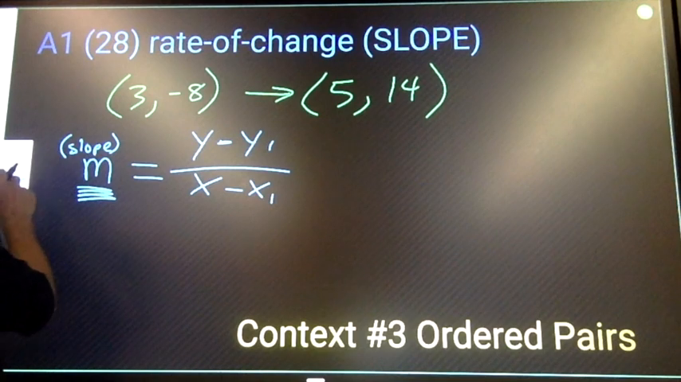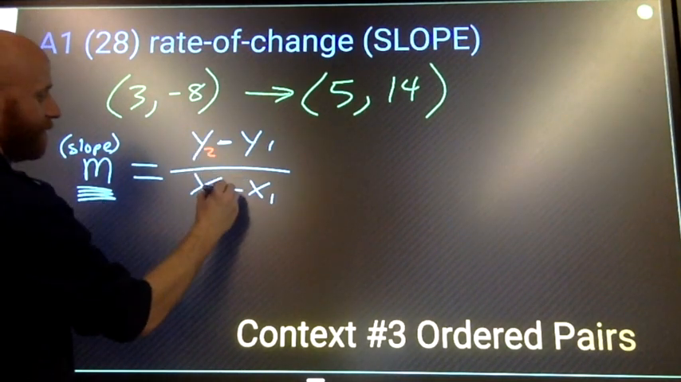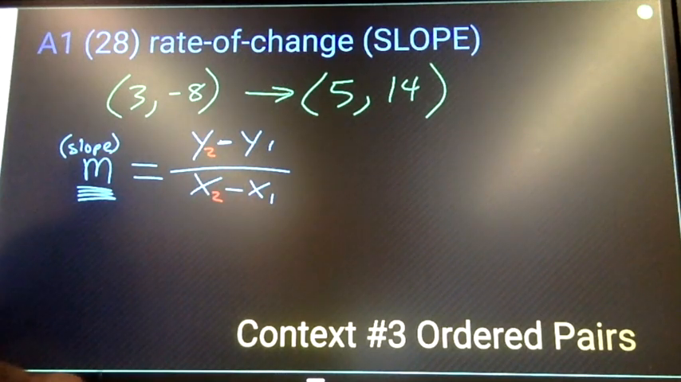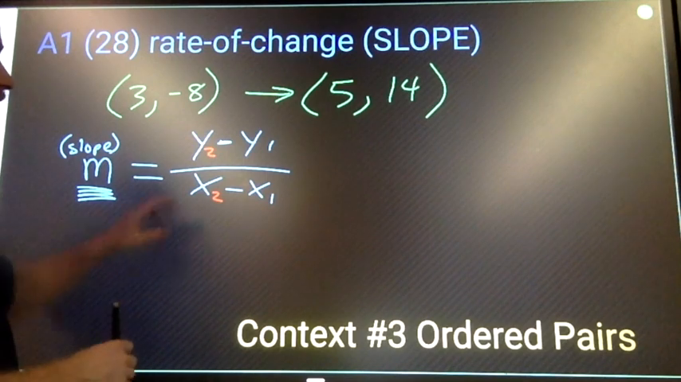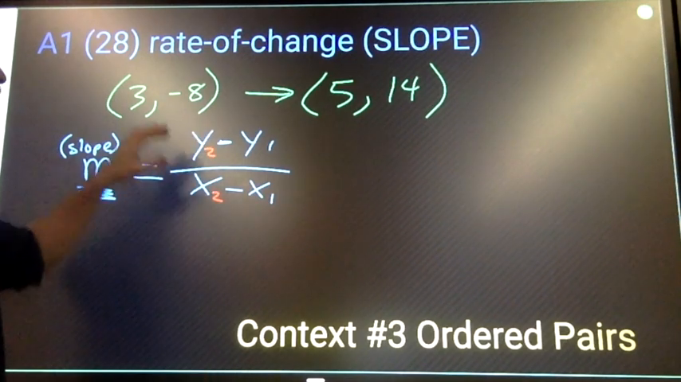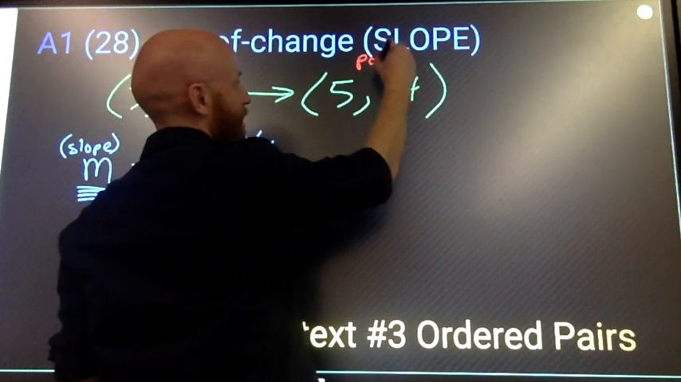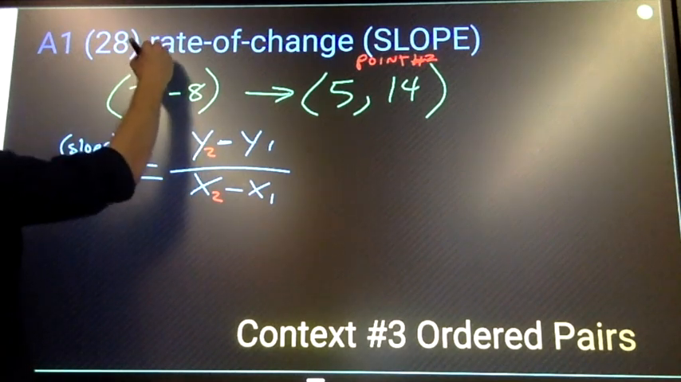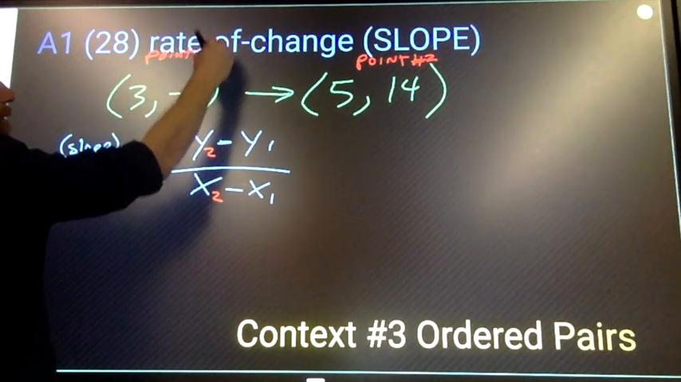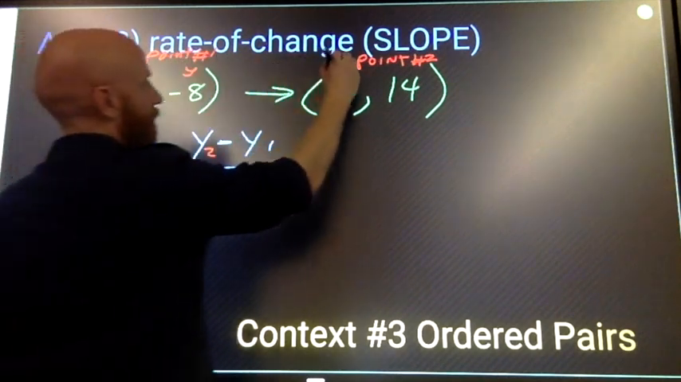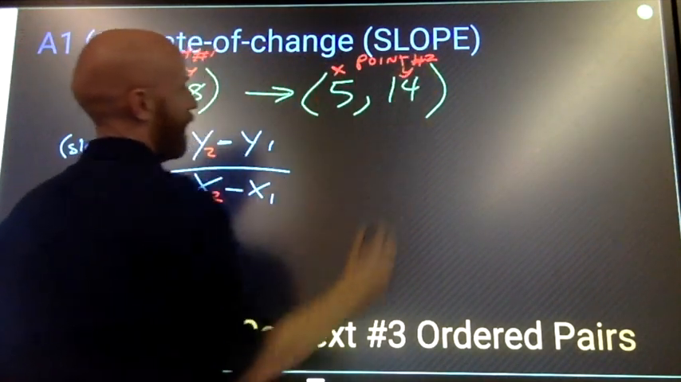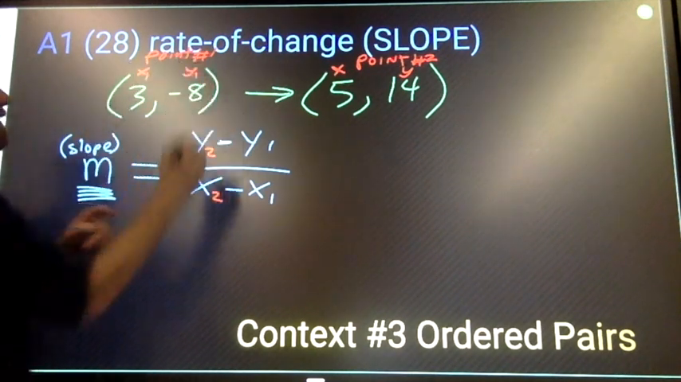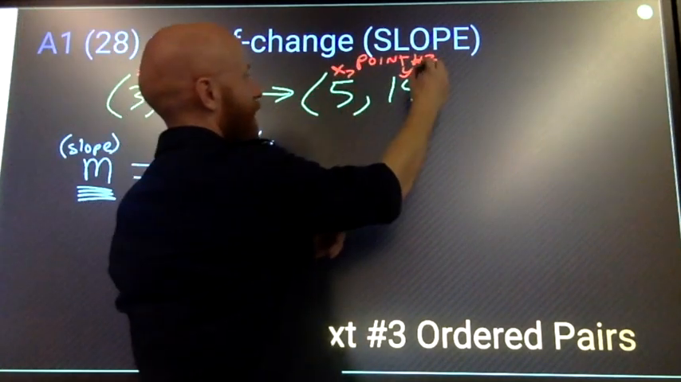Sometimes people say y2 minus y1 over x2 minus x1. The real deal with this is you are saying I have two different points. So I have an x coordinate and a y coordinate for my second point, and I have an x coordinate and a y coordinate for my first point. Okay, so this is x1, y1, and this is x2, y2.